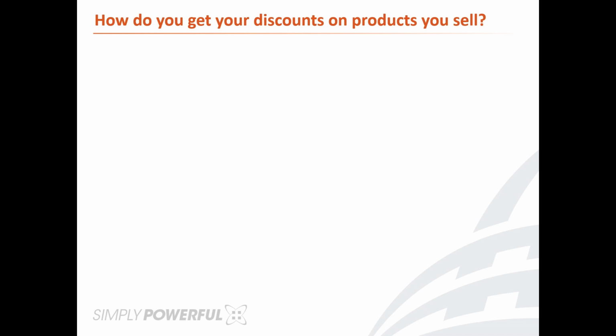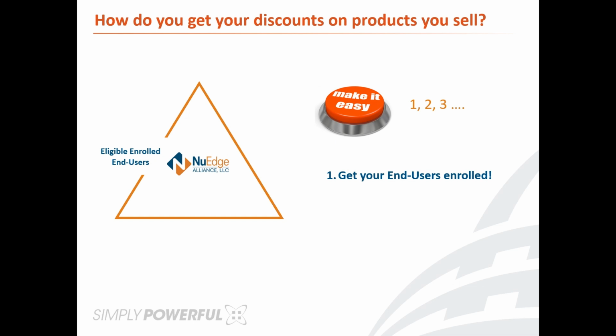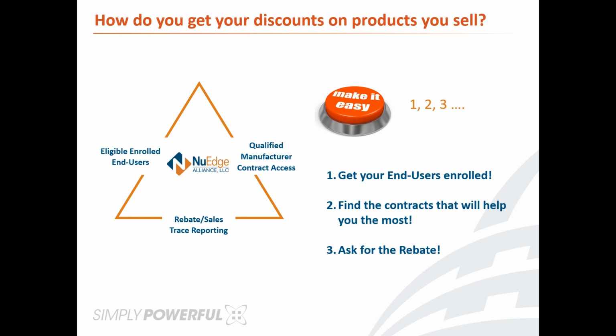How do you get your discounts on products that you're selling? Let's follow the GPO training triangle. We're going to make this easy. Step 1, get your customer facilities enrolled. Number 2, start finding and using manufacturer contract pricing. And number 3, ask for the rebate.